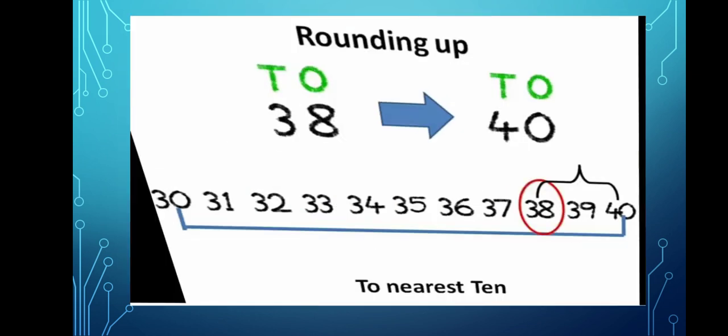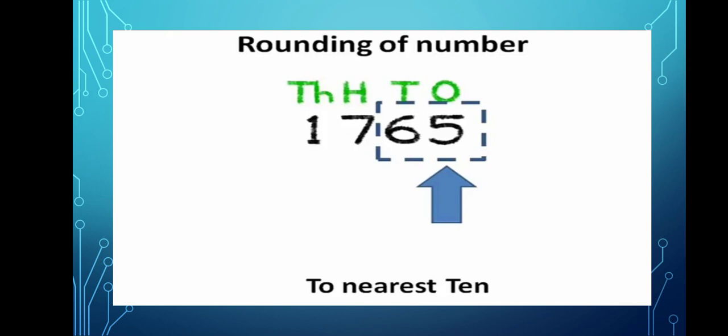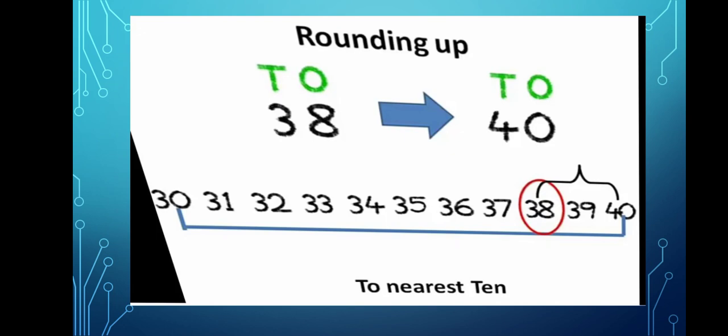Actually, what did we do? We rounded a number to its nearest 10. When the ones digit is 4 or less, we round down. That means the 10's digit remains unchanged and the 1's digit becomes 0. Hope you are understanding it.